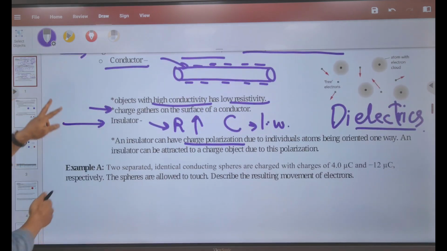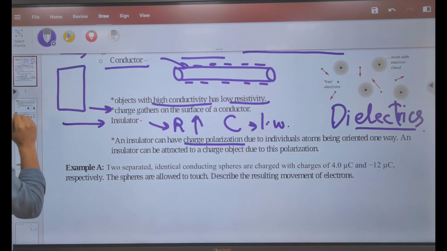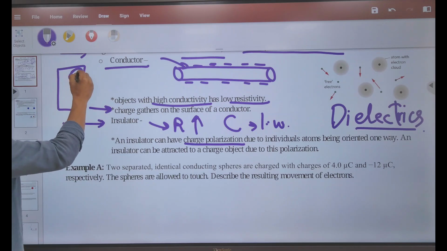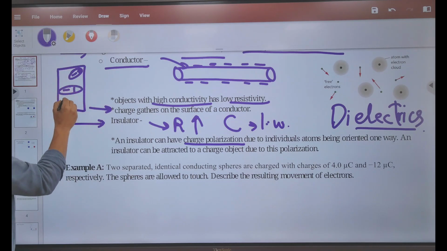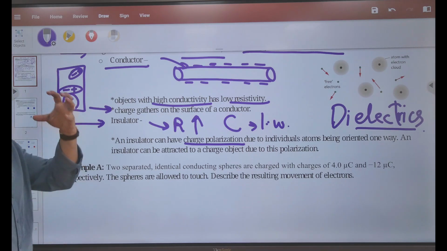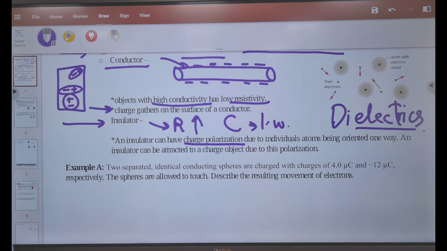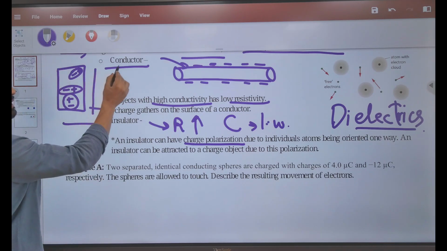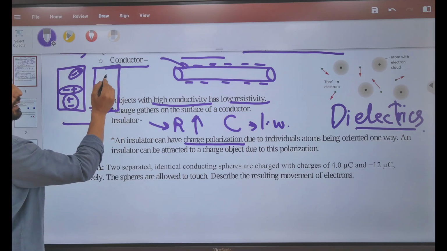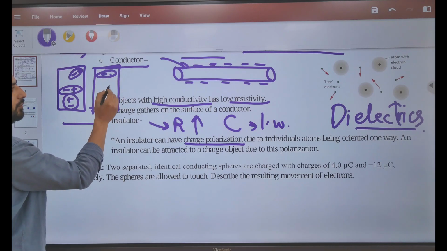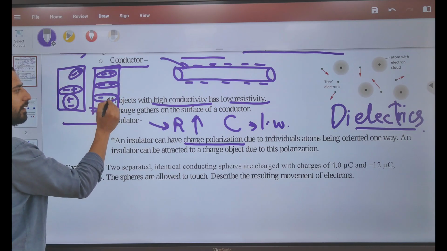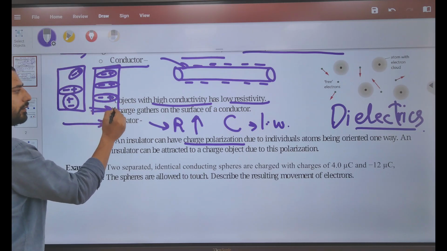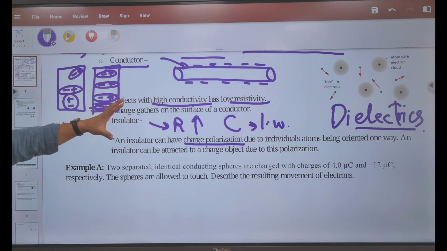For example, there's a body that is an insulator. See what is happening? It has atoms inside which are randomly oriented, positive, negative, positive, negative, something like this. But once the external field is applied, orientation takes place. See what happens now? After orientation, every atom is like this: negative, positive. Negative, positive. Negative, positive. So this is orientation. Now this is called polarization.